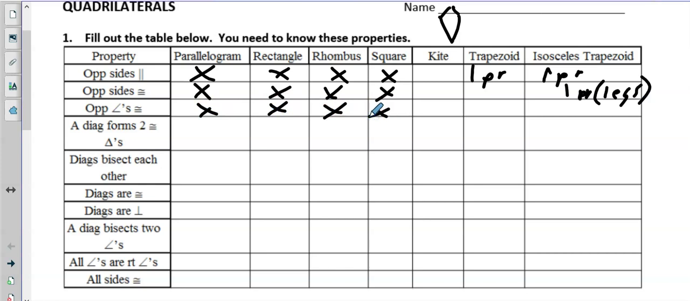All right, opposite angles congruent. Again, the basic four. With a kite, you do have one pair that are the same, and that's it. A diagonal forms two congruent triangles. Well, that's all of those.